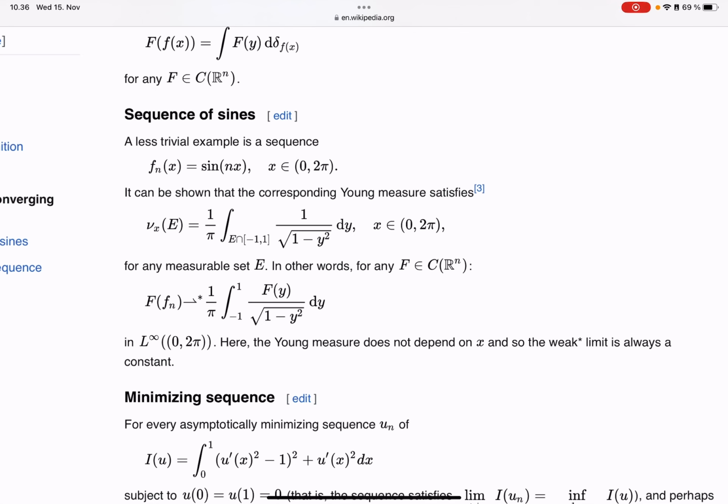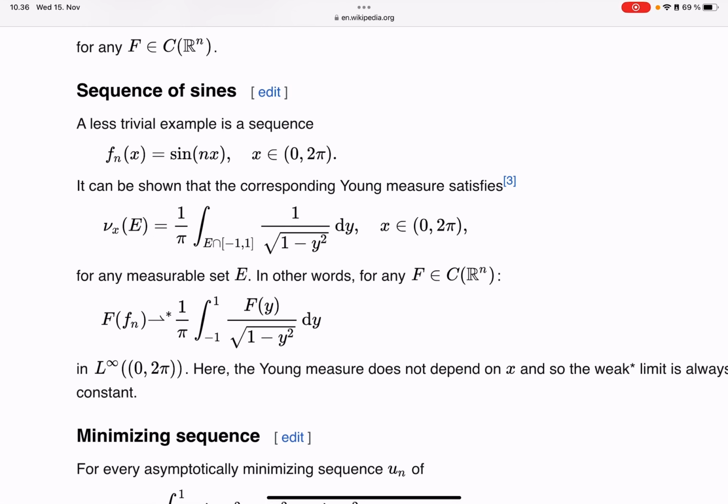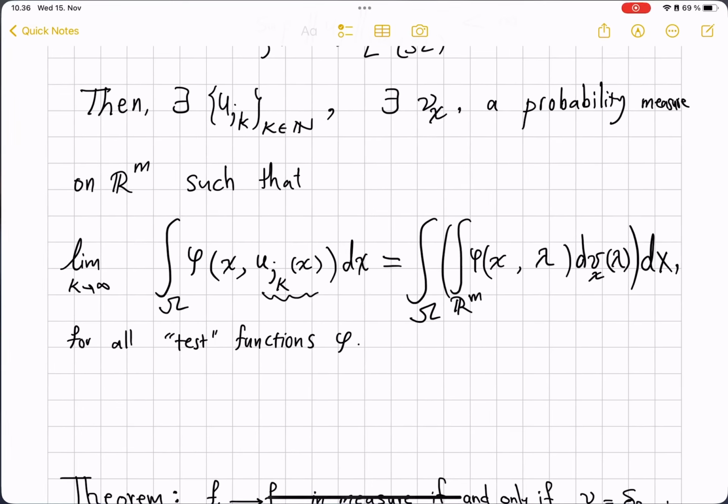So as I said, it's really difficult to philosophize or build an intuition for this. Does it really say that this sine(nx) visits +1 and -1 more often? I have no idea, because sine(nx) visits all values, but how often or how likely it is to visit each one, again, I'm not sure if this is telling that or something else. But anyway, that is the story of Young measures.